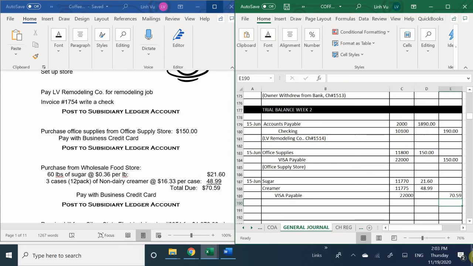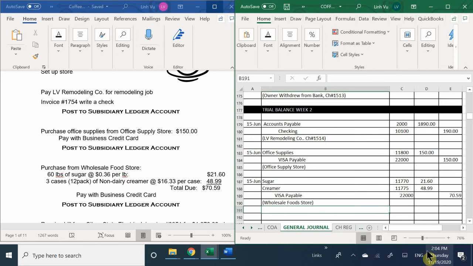And we're going to note the purchase from wholesale food store. Okay, good. And that's it, right? There's nothing else really put there. All right, perfect. Okay.